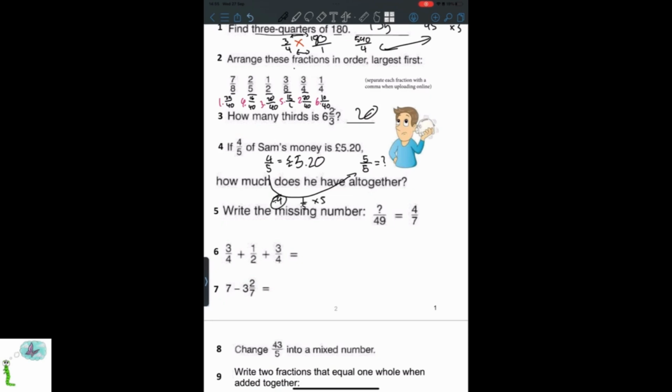So there's two operations we're doing here. And then we can do the same to this. So we divide this by 4, and we times it by 5. And what you're going to get is £6.50.